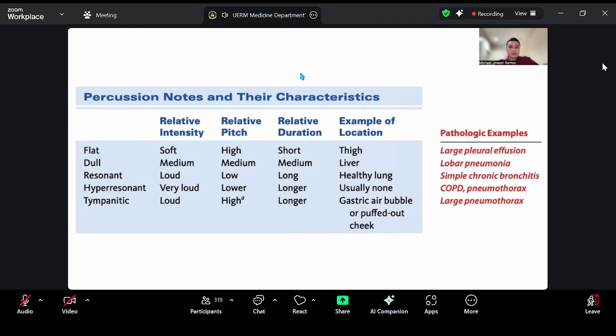There are some instances where more than one percussion sound can be heard. A typical example of this would be a hydropneumothorax, wherein there is water and air both in the pleural space at the same time. But since water is more dense than air, then water would settle on the dependent portion of the lung. Hence, you would hear a dull sound at the base, while air, being less dense, would rise up to the independent portion of the lung. Hence, you would elicit a tympanic sound at the lung apices.